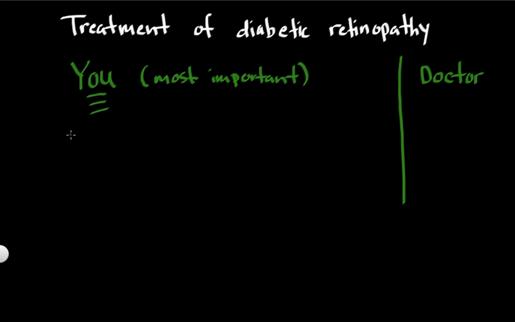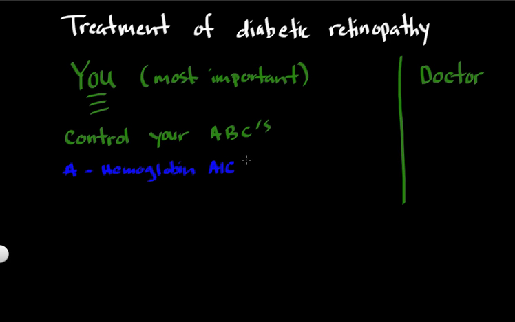What can you do to control and to treat your diabetic retinopathy? Well, here's a simple way to remember: control your ABCs. What does A stand for? A is your hemoglobin A1c, and you want that to be below 7%.